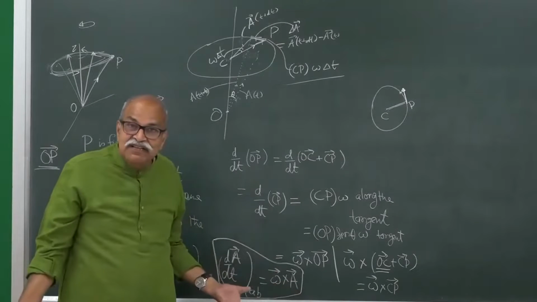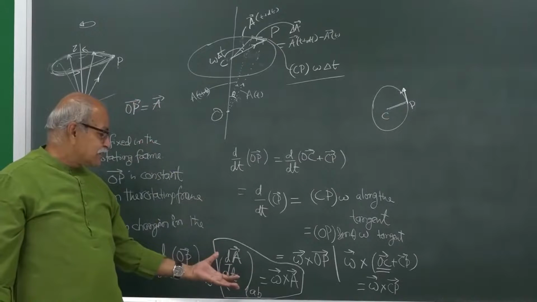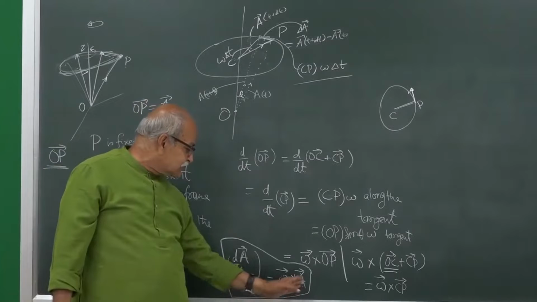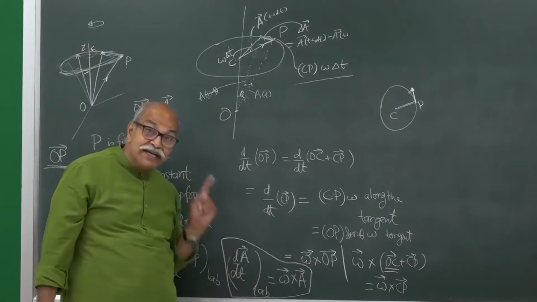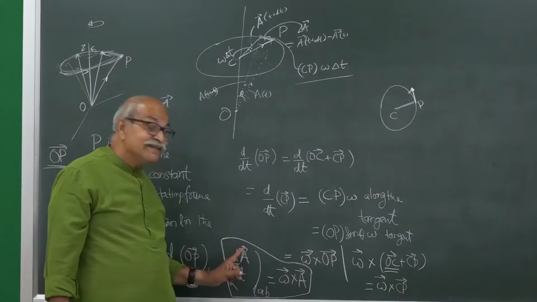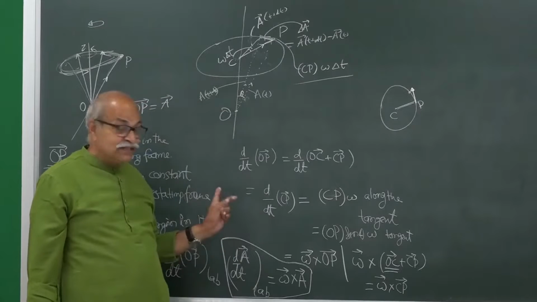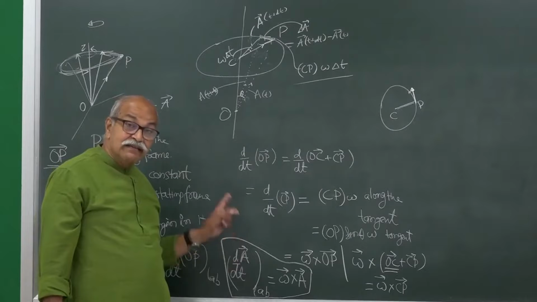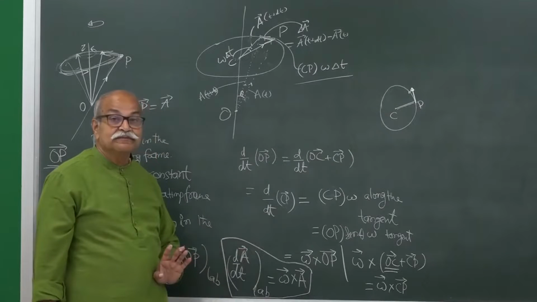You do not have to actually differentiate. We will be using this relation very extensively in our rigid body dynamics. You do not have to actually differentiate, you just take the cross product with this angular velocity vector and you get the differentiation itself, provided this A vector is fixed in the rotating frame. This whole derivation is based on that this A vector is fixed in the rotating frame. In the rotating frame it is not changing, then this is true.